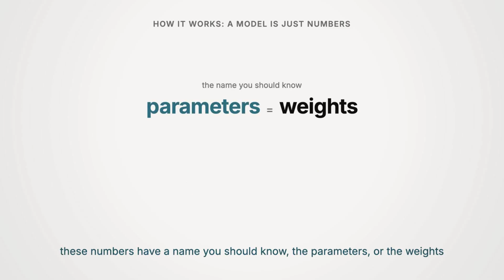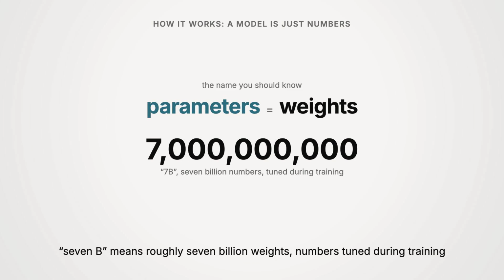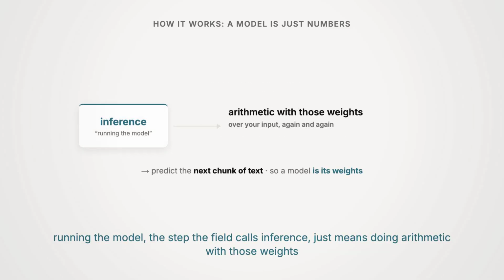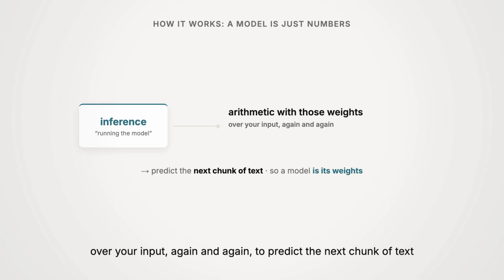When you hear a model described as 7B, that means roughly 7 billion of these weights, 7 billion numbers tuned during training. All of the model's knowledge lives inside those numbers. And running the model, the step the field calls inference, just means doing arithmetic with those weights over your input again and again to predict the next chunk of text. So a model is its weights. Hold on to that because the whole trick depends on it.